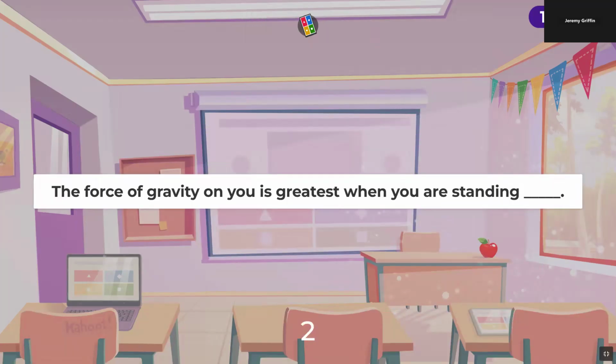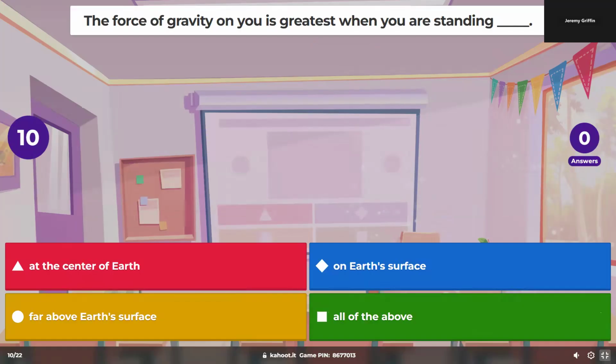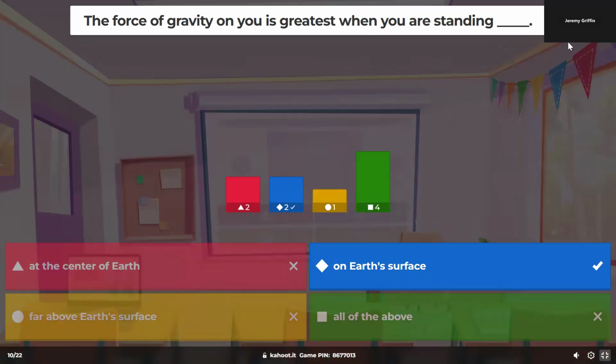Force of gravity is greatest on you when you're standing at the center of the Earth, on Earth's surface, far above our surface, or all of the above. Yeah, right at the surface. Only a couple of guys got that right.